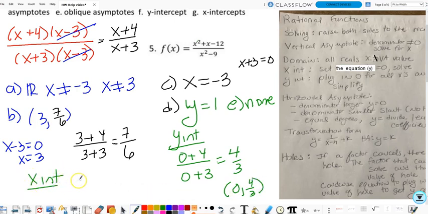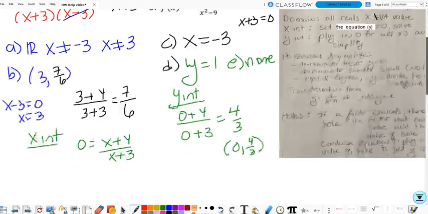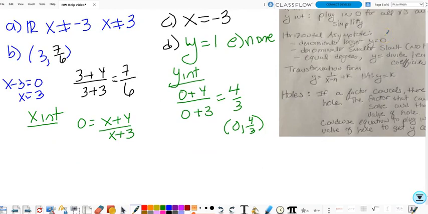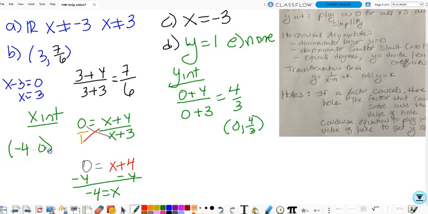X-intercept. Set the whole equation equal to 0. Over 1. I'm going to cross multiply. 0 times the denominator is 0. 1 times the numerator is just that numerator. So negative 4 is x. So that is the point negative 4, 0.